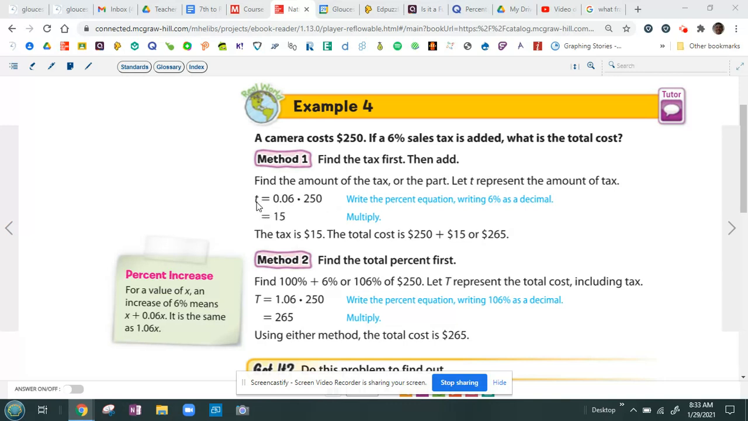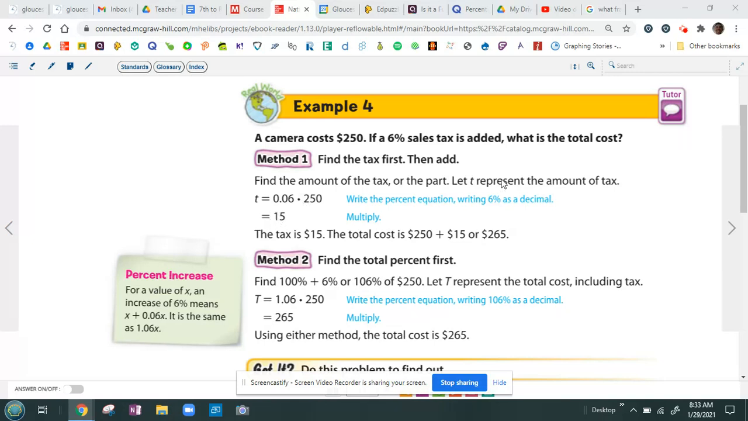Okay, so the part is the tax. Okay, the part that you're finding is the tax. The whole is the original cost, and then the percent is the sales tax. Okay, and notice how it's 0.06, not 0.6. All right, and then you just multiply those and you get the $15. All right, so that's the amount of tax you have to pay.